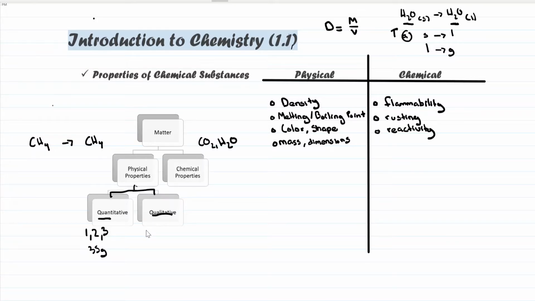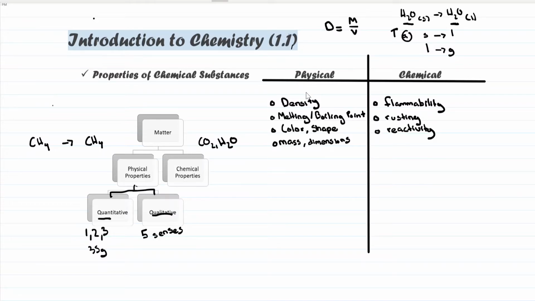Sorry, they don't have values. They're just observable traits that can be seen with the 5 senses, right? With the 5 senses. Okay, and these properties are something that you would see immediately. So let's try and classify each of the following as either quantitative or qualitative properties.